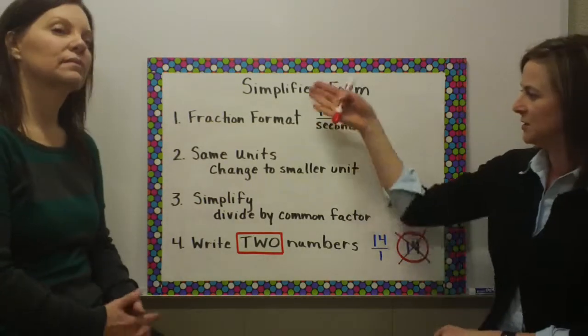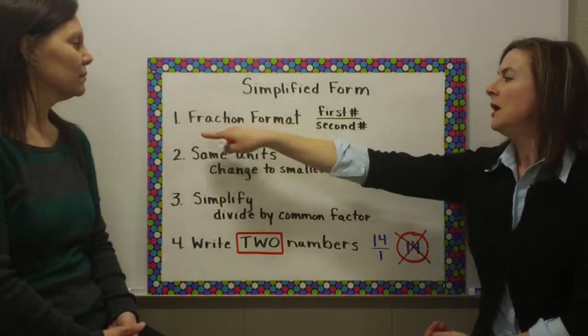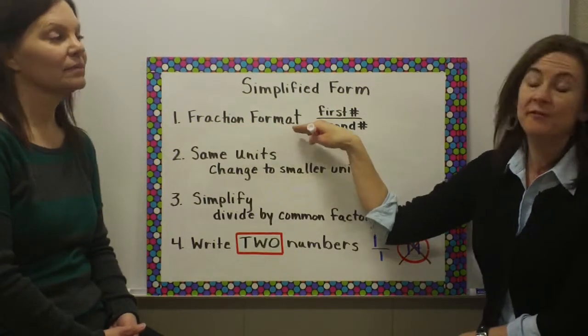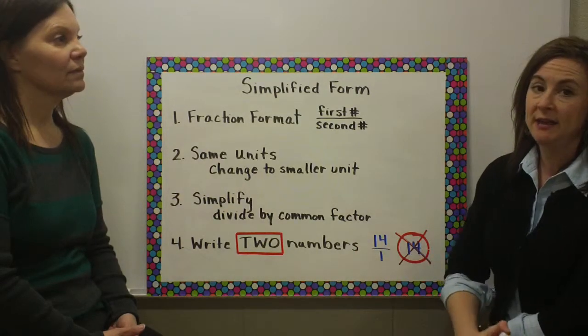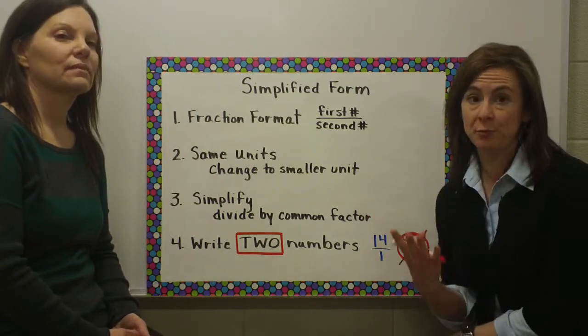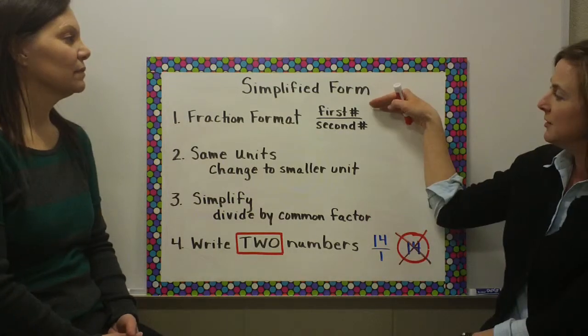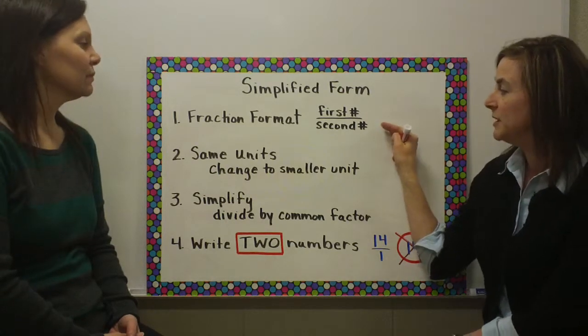So let's take a look at the notes that we have for you. Again, when you write them in fraction format, when you're comparing two numbers, let's say we would say that in a room for every 2 boys, there were 3 girls. The first number would be your numerator. Your second number would be your denominator.